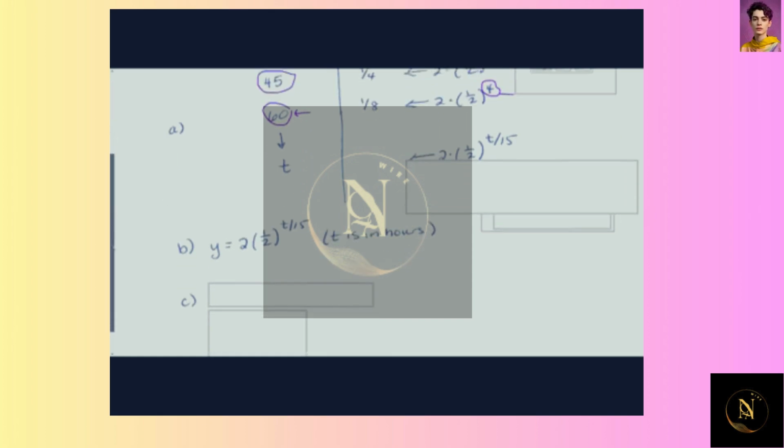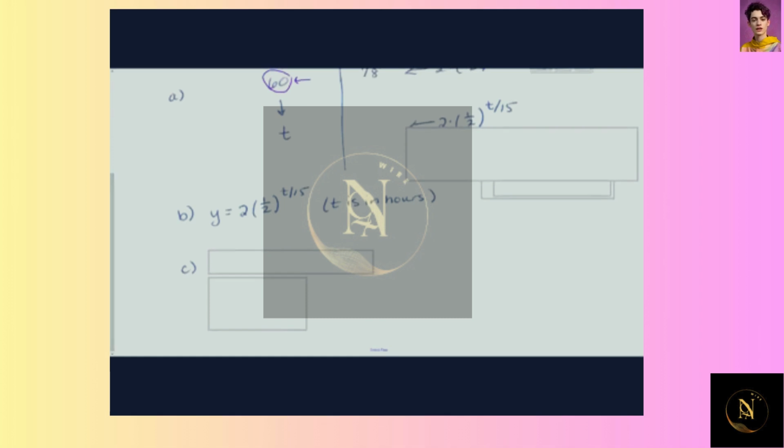Now we can use that formula to figure out how many grams would be remaining after 4 days have gone by. If 4 days have gone by, 96 hours have gone by, so we can use 96 in our formula and put that into the calculator, and we get 0.0237 grams.